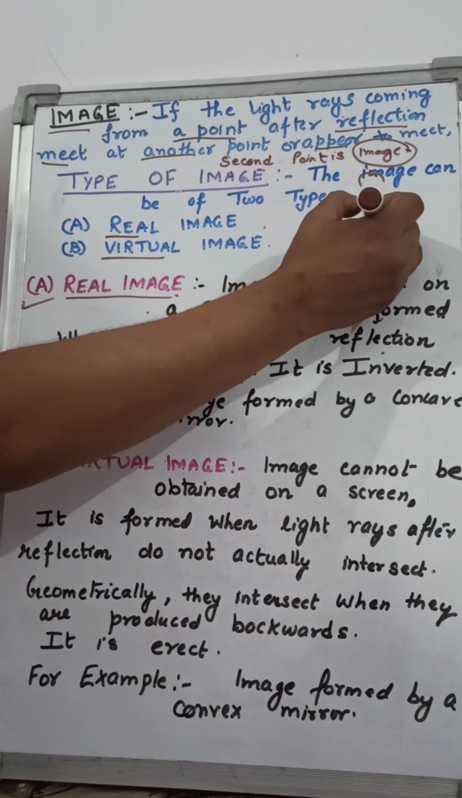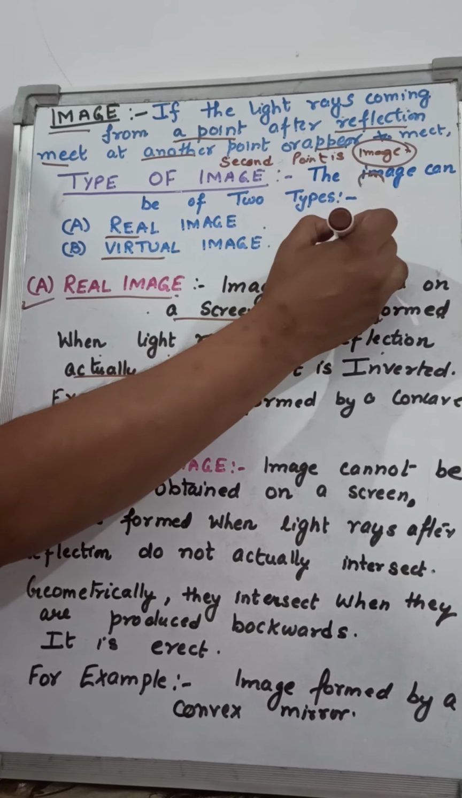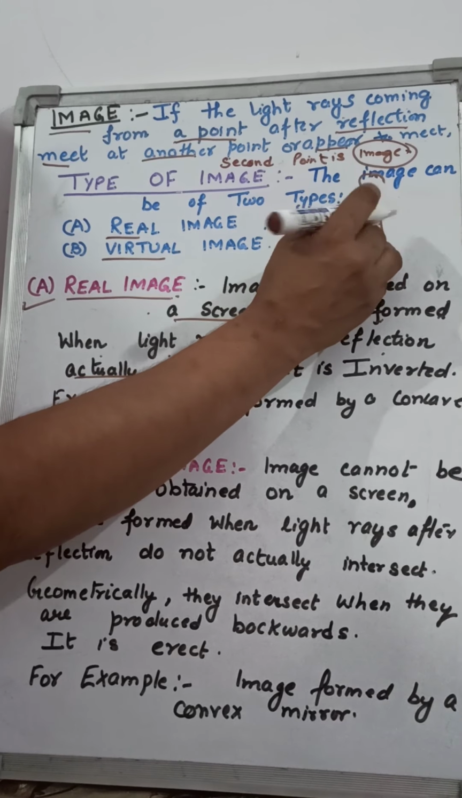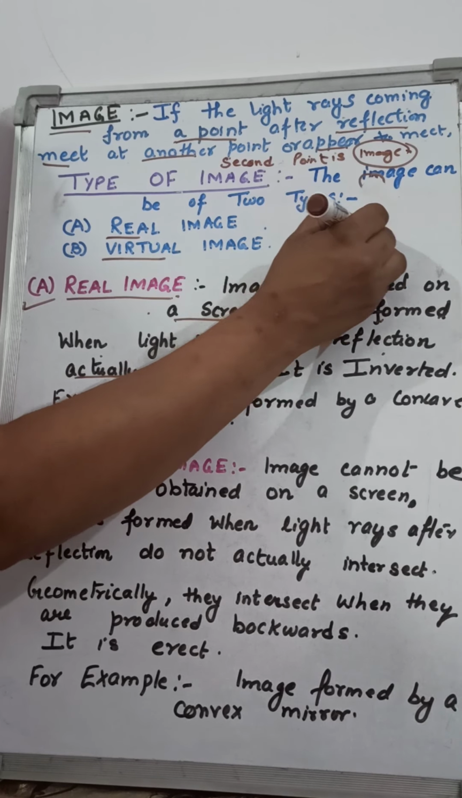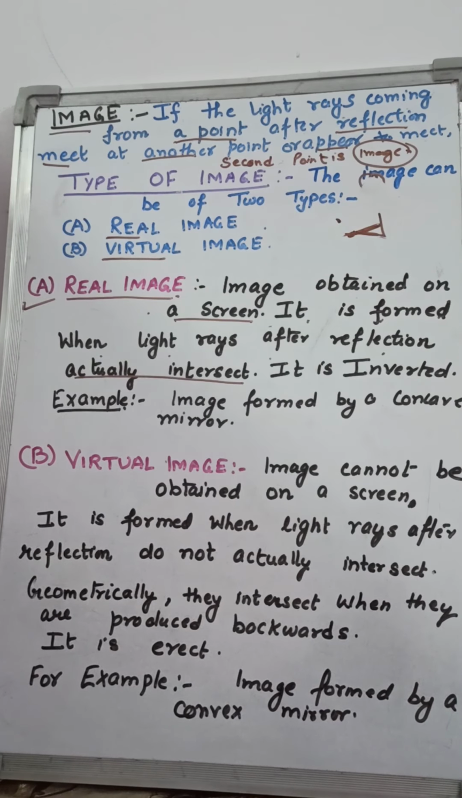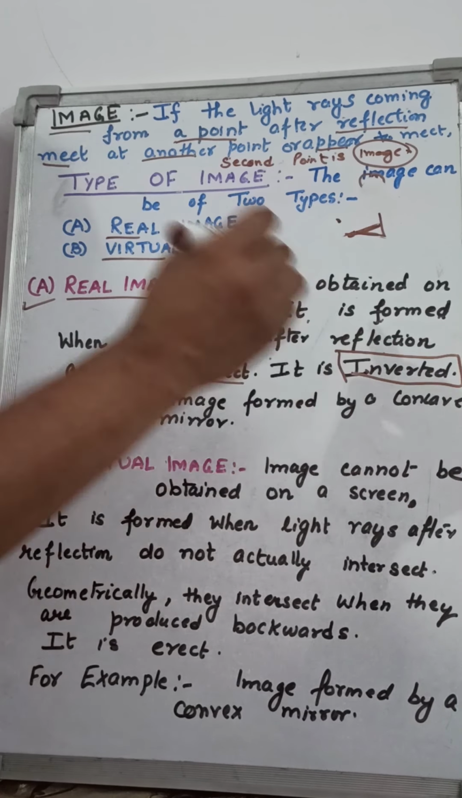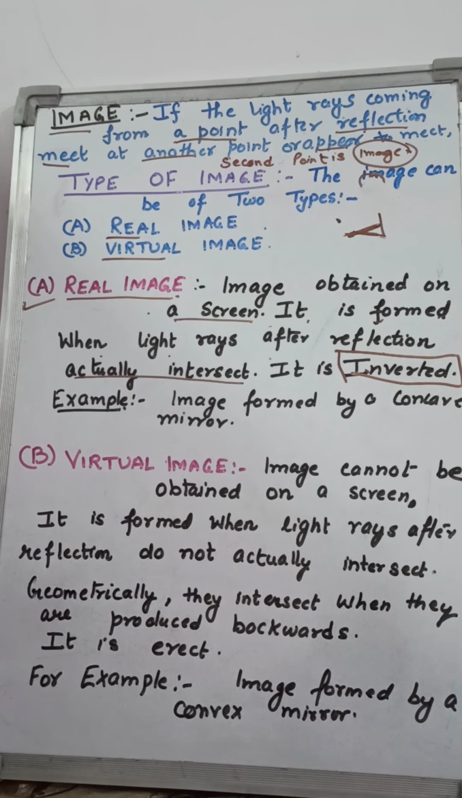That means after reflection, if the rays are appearing to meet, they are actually meeting. See, they are actually meeting. So then it is called the real image. And the real image is always inverted. Always inverted. If you see an inverted image, then write down real.